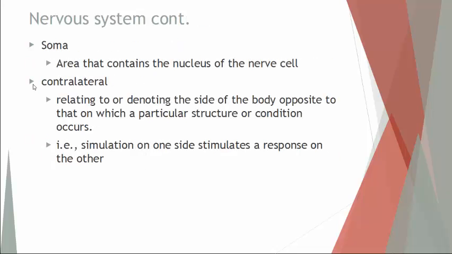Alright, next part listed here is the soma. The soma is a Greek word that means body. So a soma of a neuron is just the cell body, and where you find the nucleus, where you find the ribosomes, where you find the endoplasmic reticulum. The cell body of the neuron is called the soma.